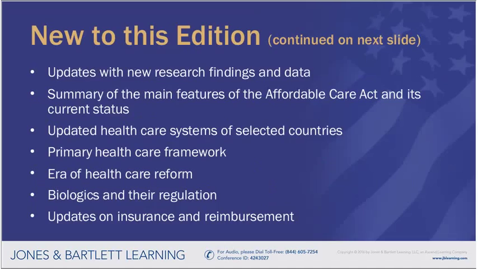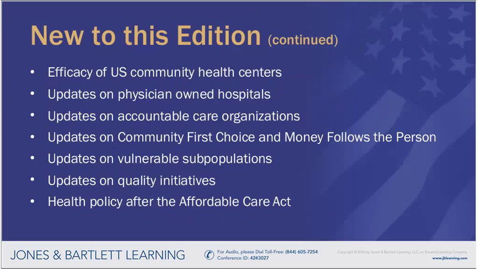So what's new in this edition? There are three main things we highlight in this new edition. First, the new data and findings that happened in the last 4 or 5 years. Second, we summarize the main features of the Affordable Care Act and its current status. Thirdly, we provided numerous updates on various components within the healthcare system as reflected in each of the chapters.